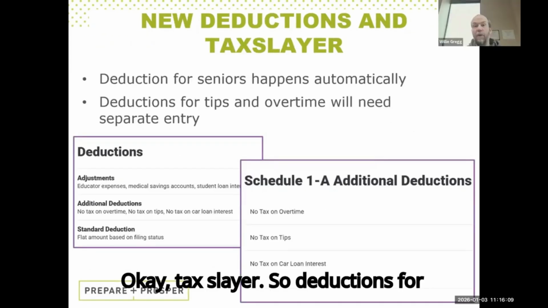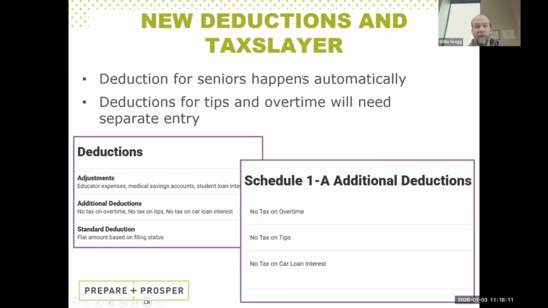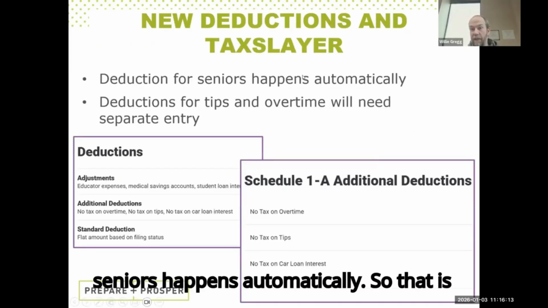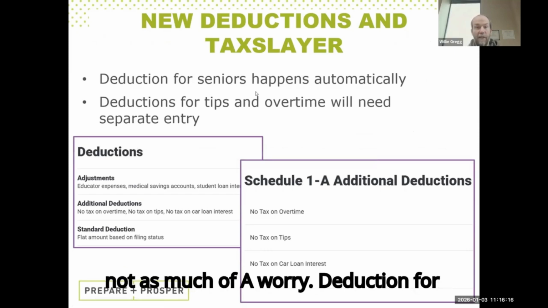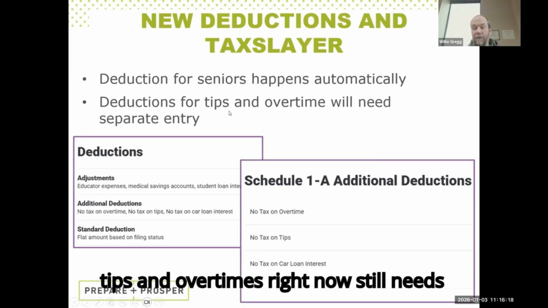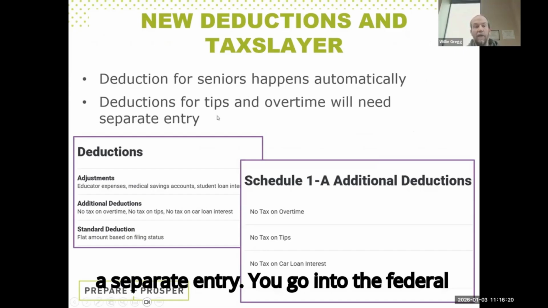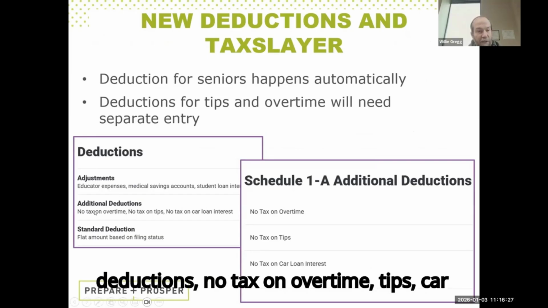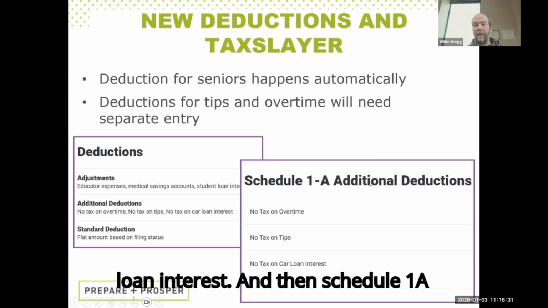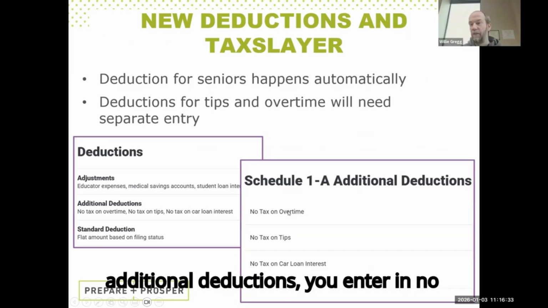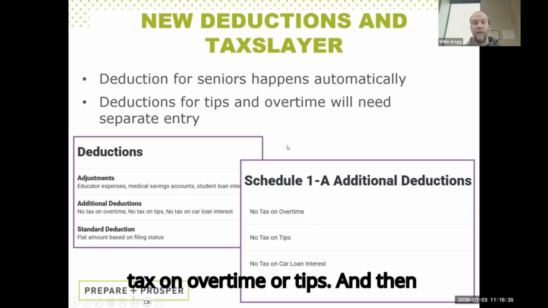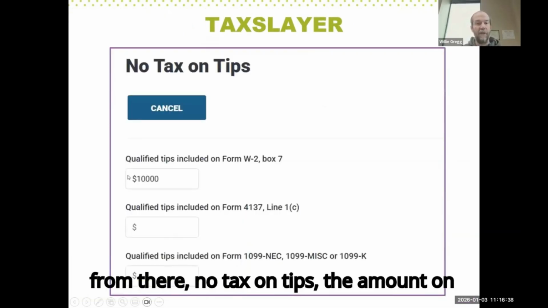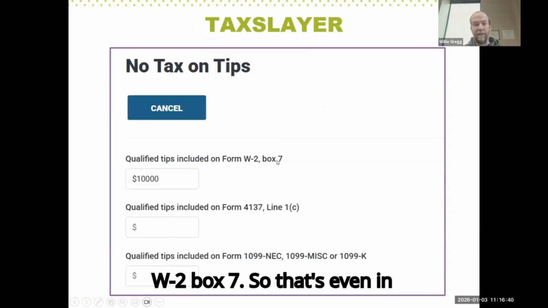Okay, tax layer. So deductions for seniors happen automatically. So that is not as much of a worry. Deduction for tips and overtime right now still needs a separate entry. You go into the federal return, into deductions, and in there is a field for additional deductions: no tax on overtime, tips, car loan interest. Then under Schedule 1A additional deductions, you enter no tax on overtime or tips, and then from there, no tax on tips, the amount on W-2 box 7.